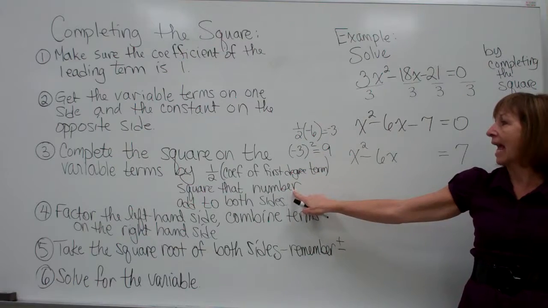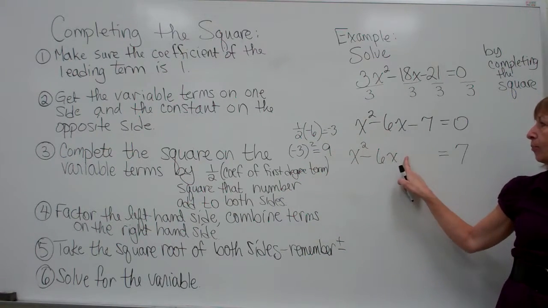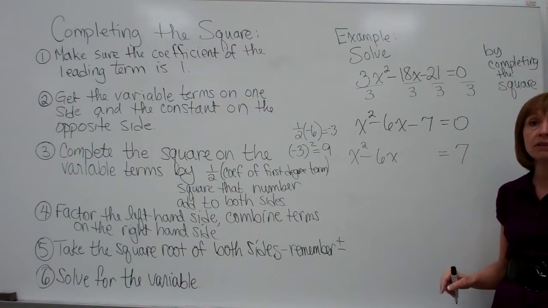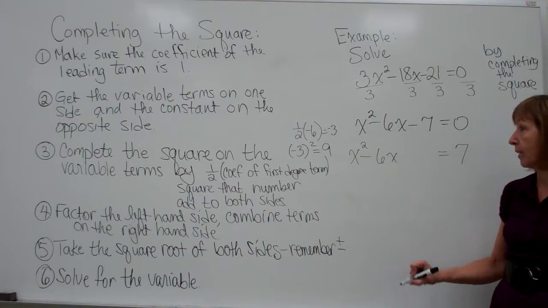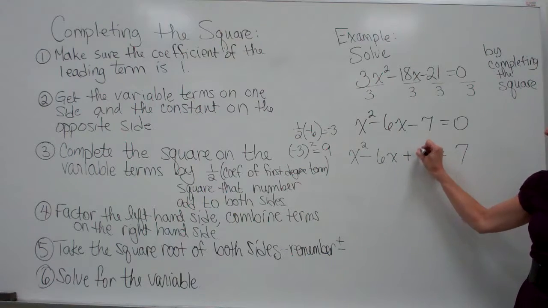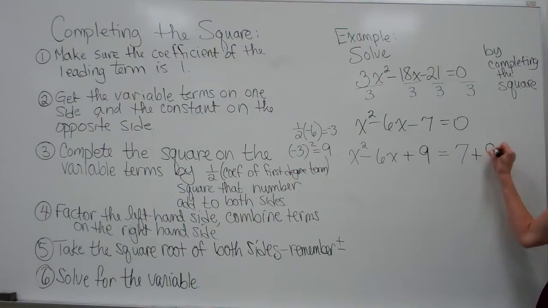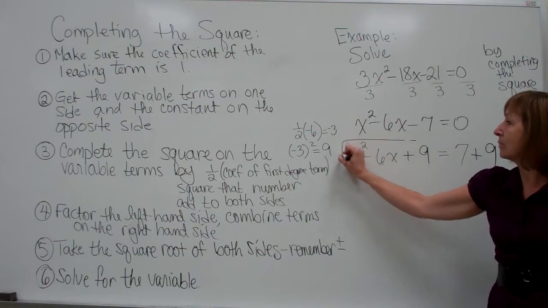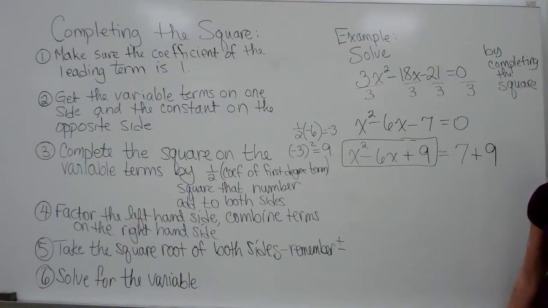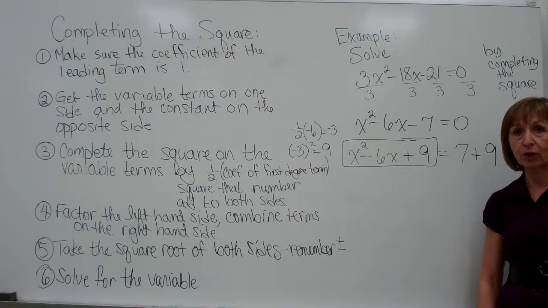And I'm going to add this 9 to both sides of my equation because I still need to have it where it has the same solutions as my original equation did. So I'm going to add a 9 to the left side and also add a 9 to the right side of the equation. Now that has made this left-hand side a perfect square trinomial.